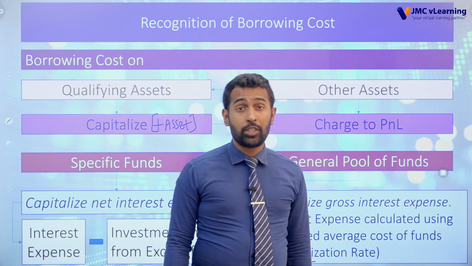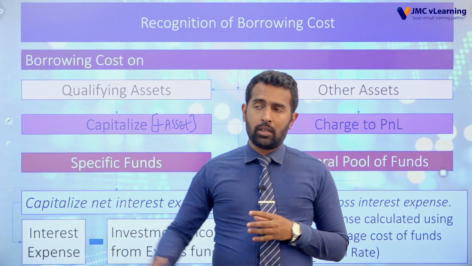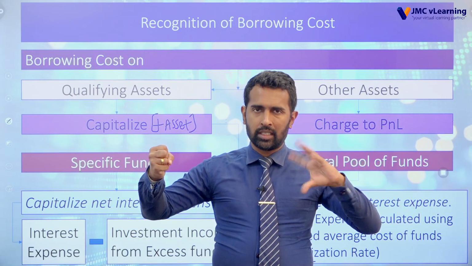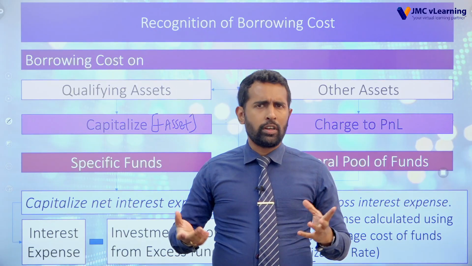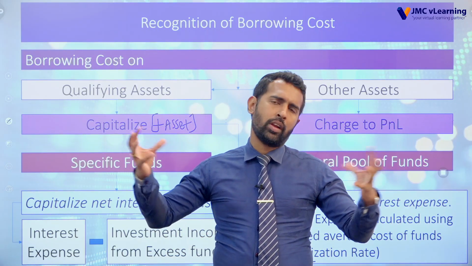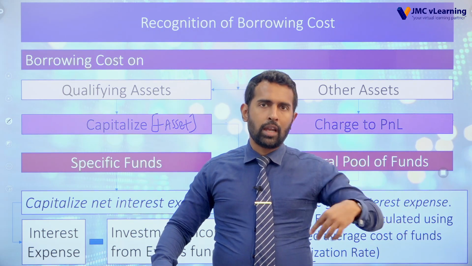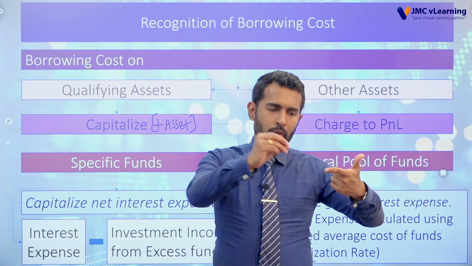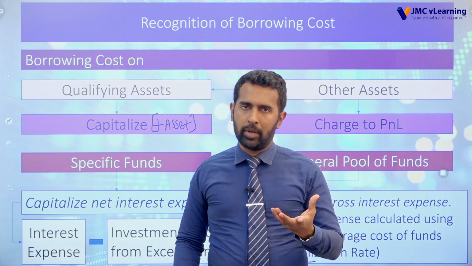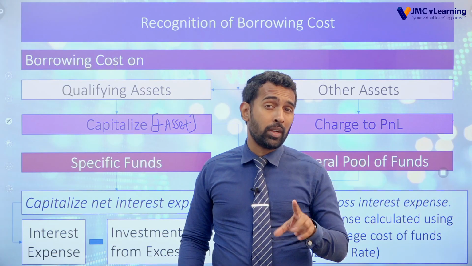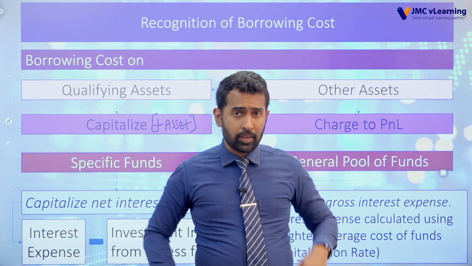Right? What happens with a specific loan? For a specific fund, you get the interest expense, deduct any excess interest income, and the net will be capitalized. What happens with a pool of funds? It is a fund made up of many loans, drawn on as needed. So for the entire fund you calculate a weighted average interest cost. Using that rate you calculate the interest for the amount taken and you just capitalize. Can you deduct any investment income from there? No, you can't. Okay, are we clear?